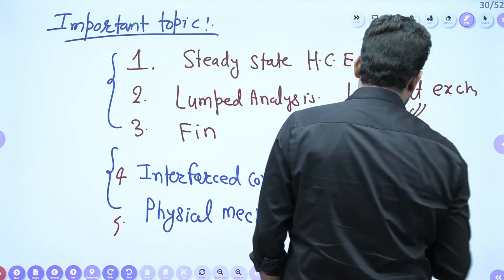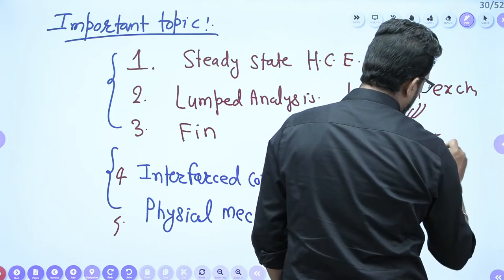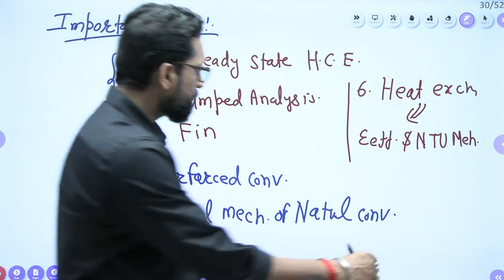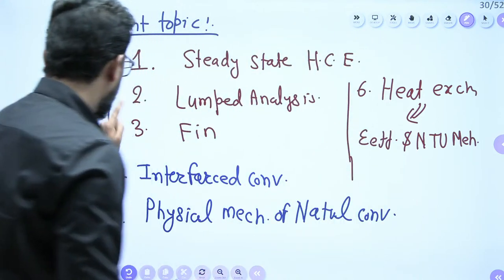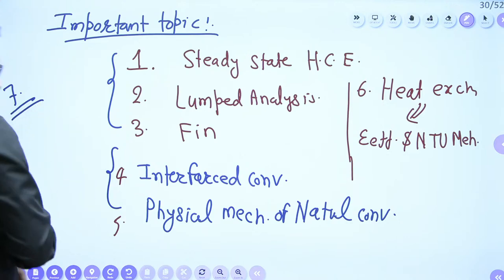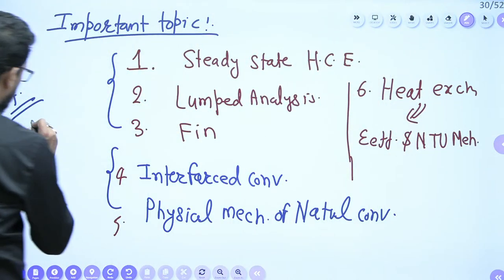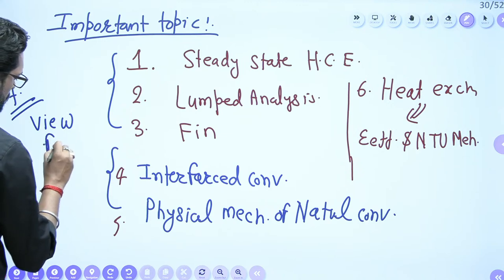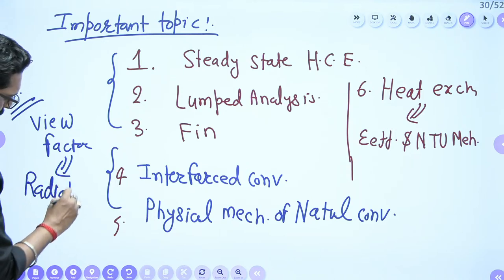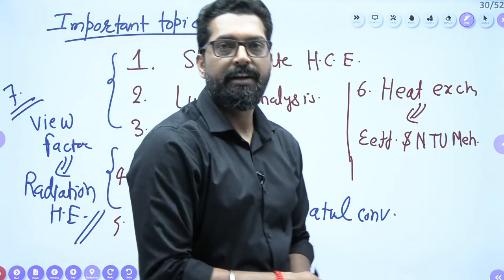In the heat exchanger, you must read effectiveness and NTU method. This is 6. So 1, 2, 3, 4, 5, and 6 heat exchanger. And number 7, which is last, you go through the shape factor, your view factor, through radiation heat exchange. That's it. Radiation heat exchange.